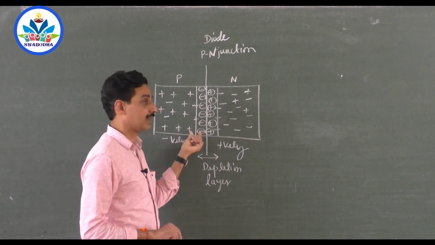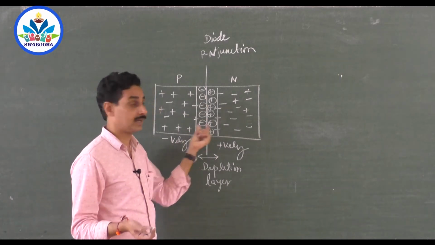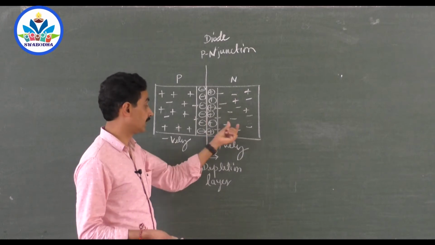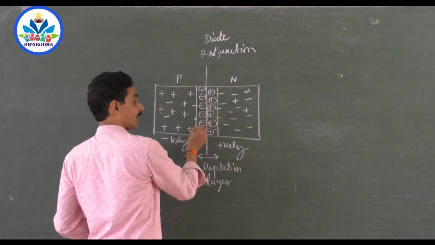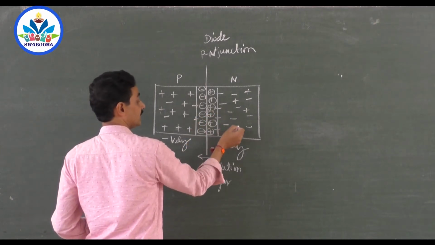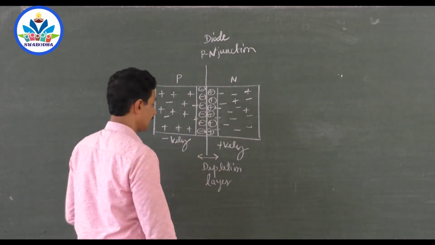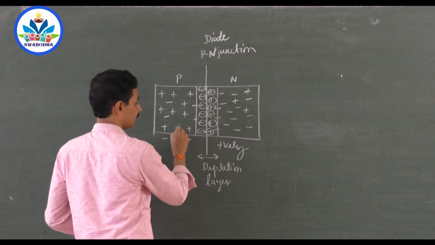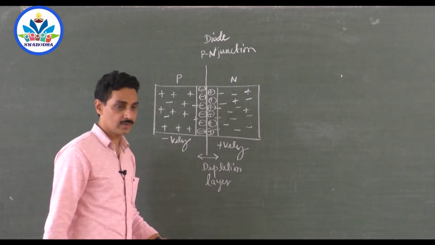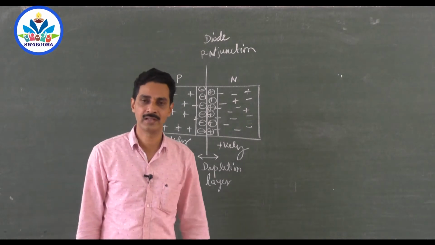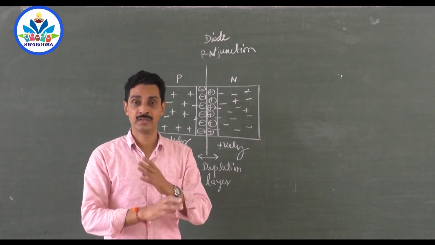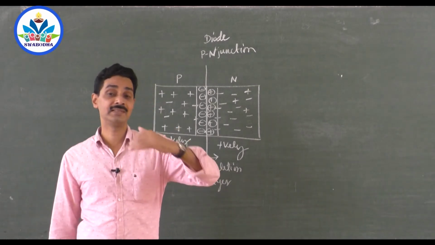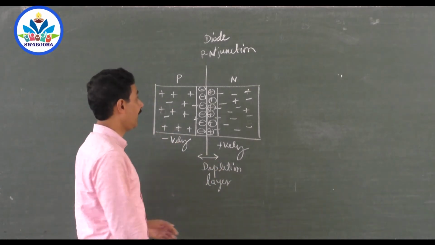These negative charges are successful in avoiding all the electrons coming out from here to here. So electrons which have already arrived here will be successful in avoiding the further motion of electrons. Similarly, this positive charge will avoid the further motion of holes. So electrons and holes cannot cross the junction after some time, because already arrived electrons and holes will oppose it by developing their own potential called barrier potential.